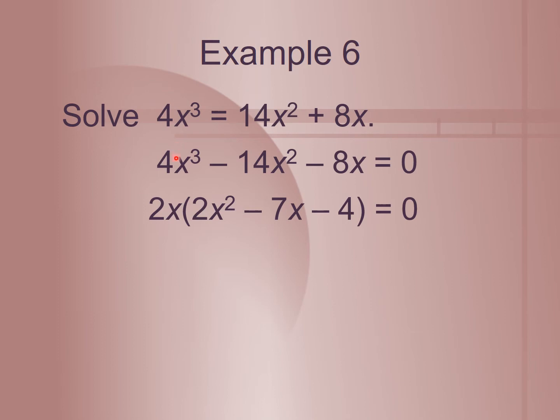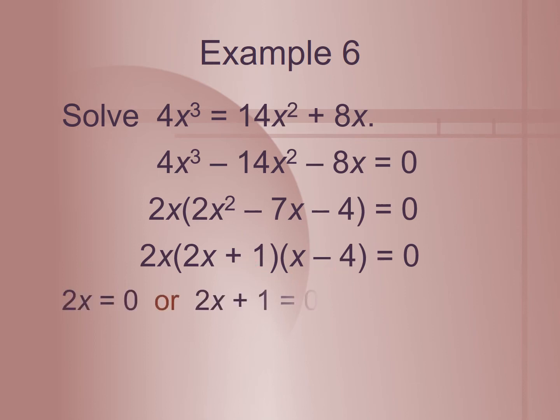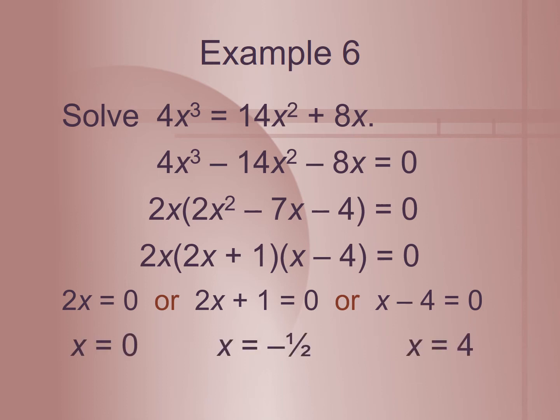So we would get everything set equal to 0, and then we'll factor. It looks like each of these terms, we can factor out an x, and they all have a 2 that we can factor out. So we're going to factor out 2x, leaving us 2x squared minus 7x minus 4. And then we'll factor 2x squared minus 7x minus 4, either reversing the box method or reversing the FOIL method. We'll get 2x plus 1 and x minus 4. Now we can apply the zero product property, and we get 2x equals 0, or 2x plus 1 equals 0, or x minus 4 equals 0.